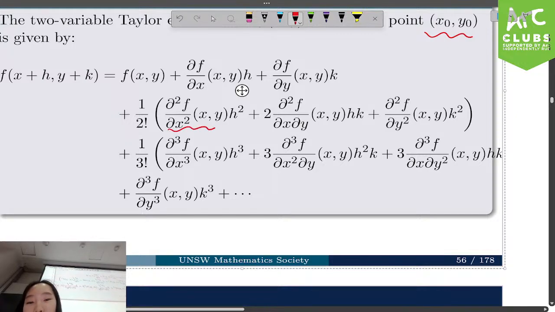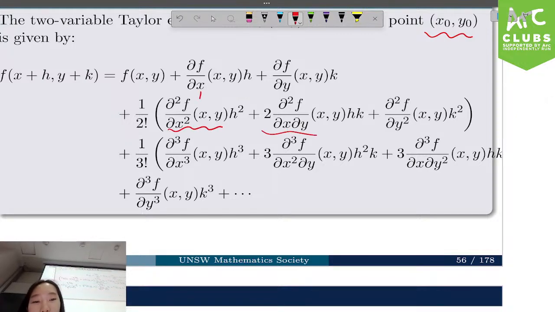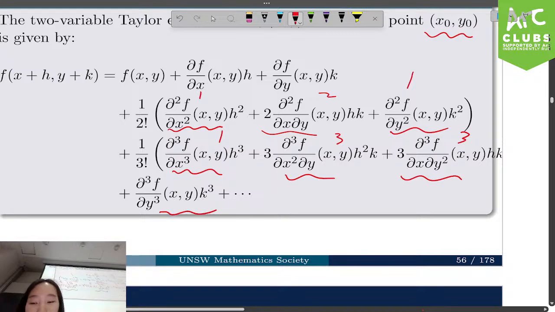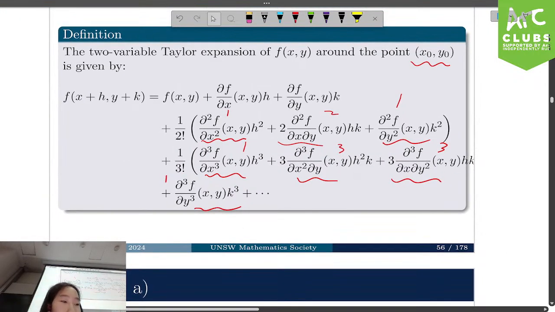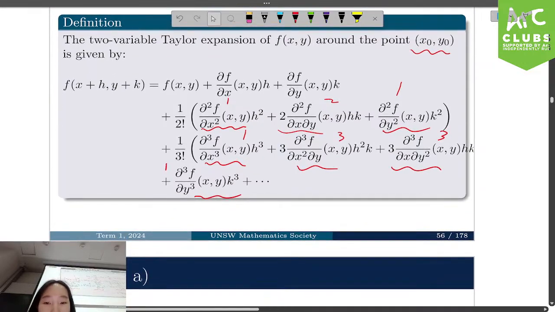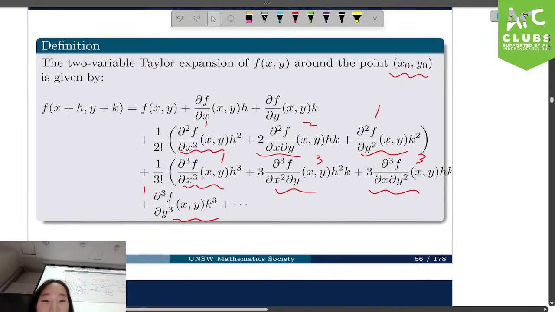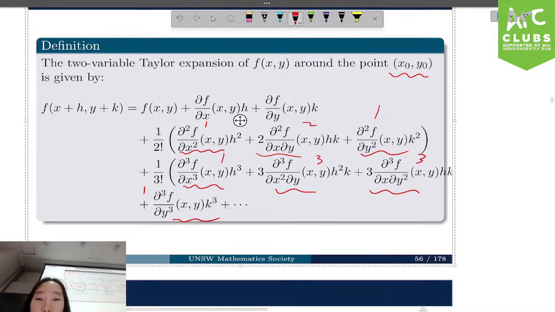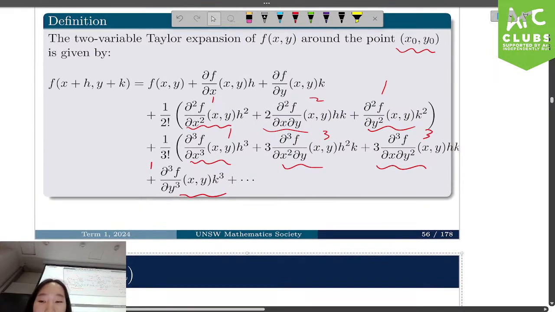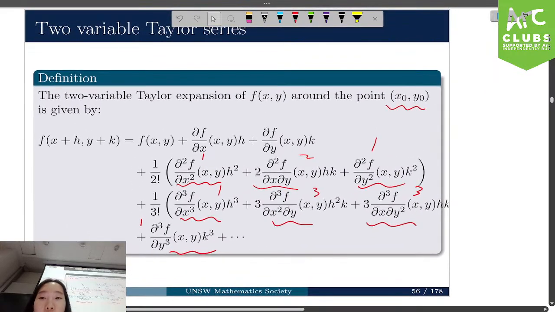All right, so the coefficients here are 1. We have 2 here and 1. We have 1, 3, 3, and 1. So you notice this is a pattern of Pascal's triangle. So just keep that in mind. The coefficients inside are actually a Pascal's triangle. And for the rest, it's just the first partial derivative, and we have the second partial derivative or even the third partial derivative. All right, so this is a very important formula.